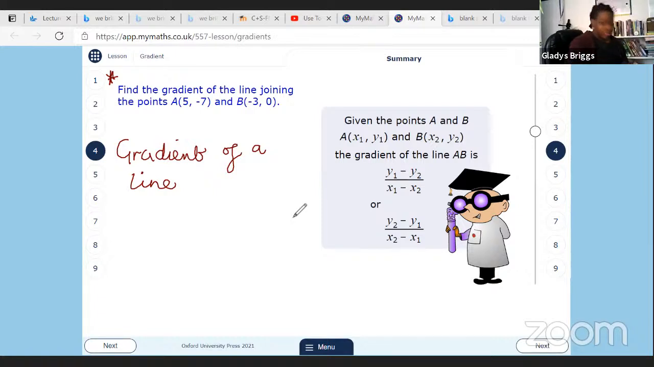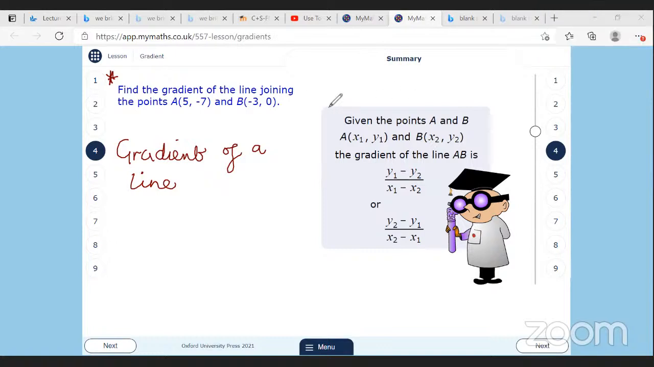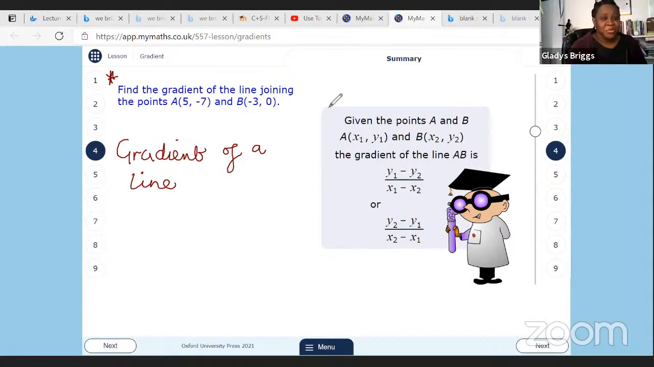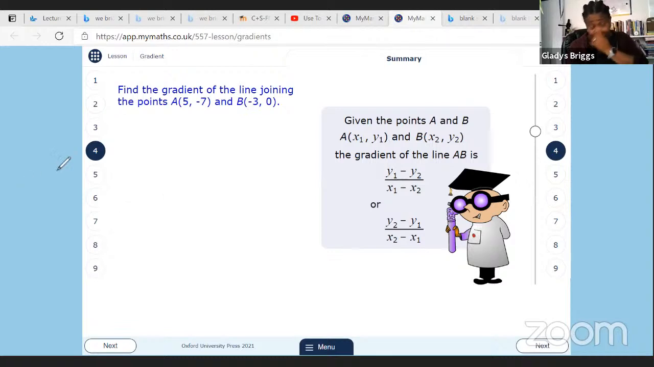Okay, have we finished writing? Yes. Okay, so let's have a look. Oh, somebody has put down the answer already. So if we have these 2 points, how do we work out the gradient using this formula? Let's have a look at how they've done it.